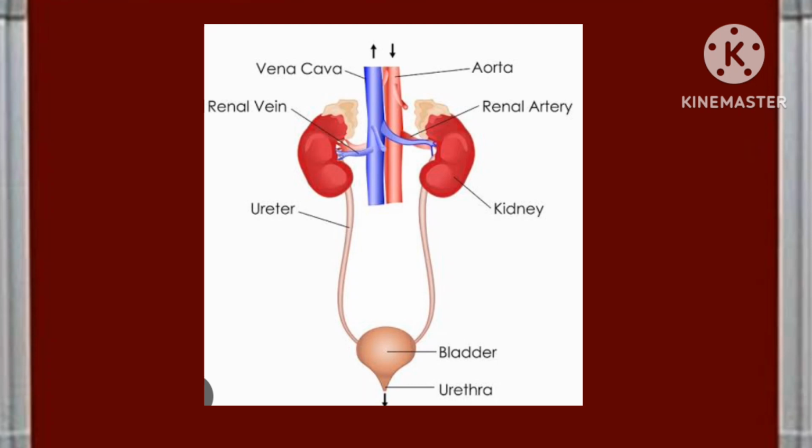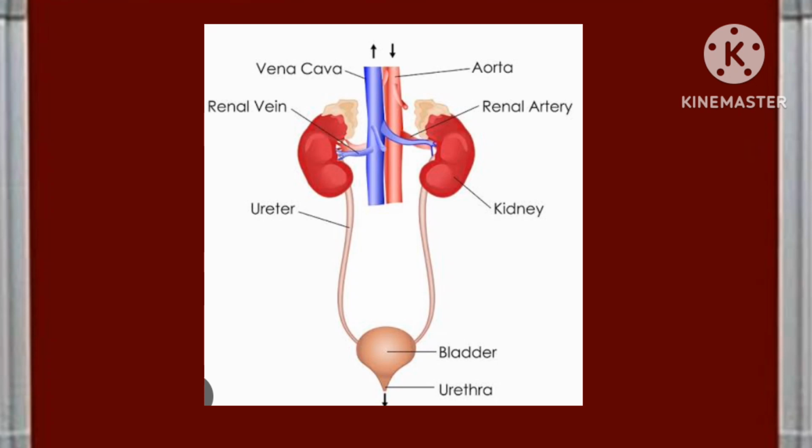Kidneys are bean-shaped structures located on either side of the backbone and are protected by the ribs and muscles on the back. The kidneys filter urea and other waste products from the blood, which are then added to the urine within the bladder. I will discuss elaborately the structure and function of our kidney in one of my upcoming videos.